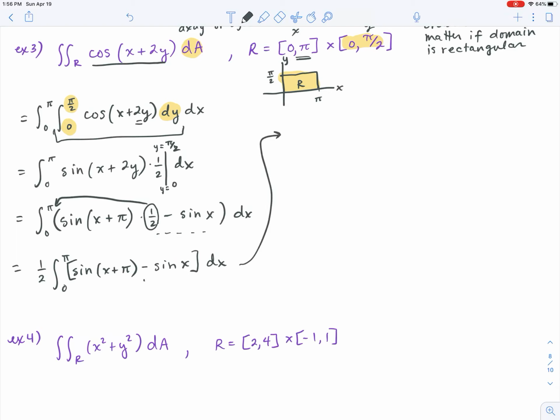So now we're going to do the second integral. So our 1/2 is still there. And then we're going to take the antiderivative of sine of x plus pi dx. So that is going to be negative cosine of x plus pi. And then the minus sine x, that will be plus cosine of x. And this is all going to be evaluated from 0 to pi.